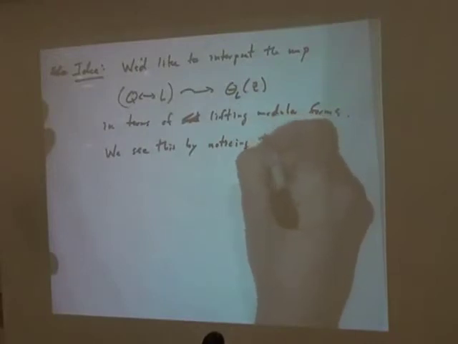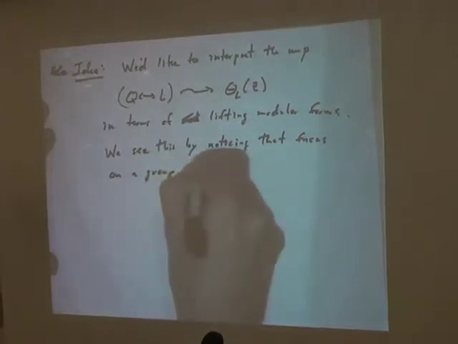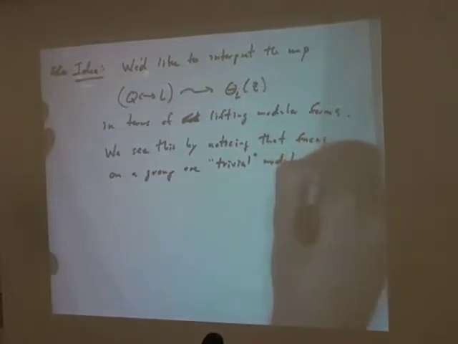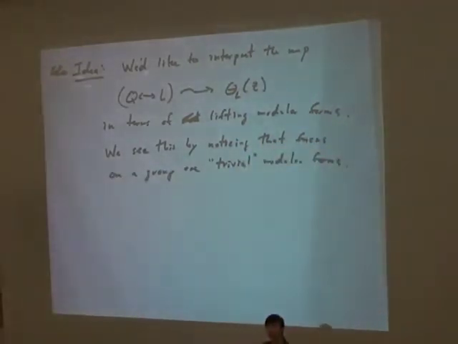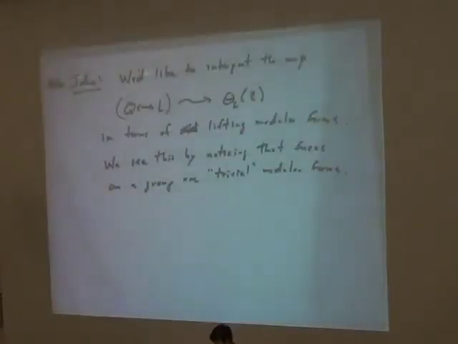So we do this by noticing that functions on a group are sort of trivial modular forms. A modular form is something that transforms in a certain way when you act on it. If it doesn't transform at all, then it transforms in a nice way when you act on it by multiplying by 1. And so you can think of a function on this group as a modular form, and then we'd like to take a function on just this coset, a characteristic function of that coset, and lift it.